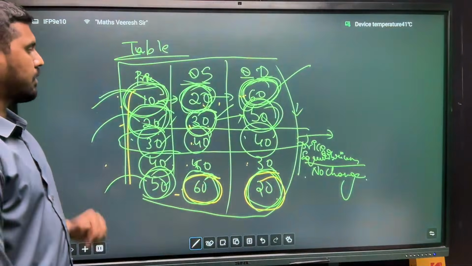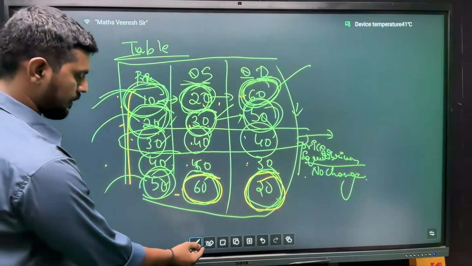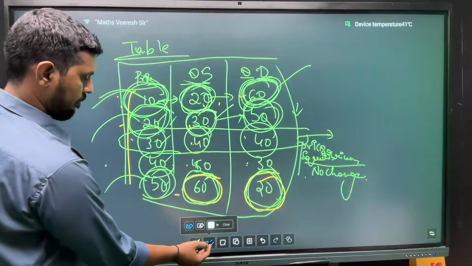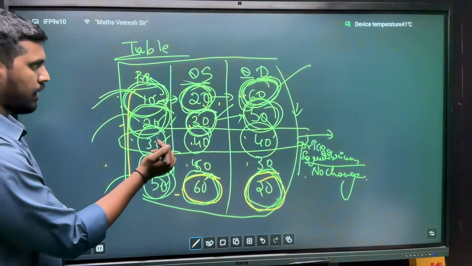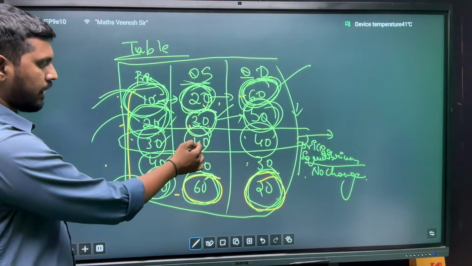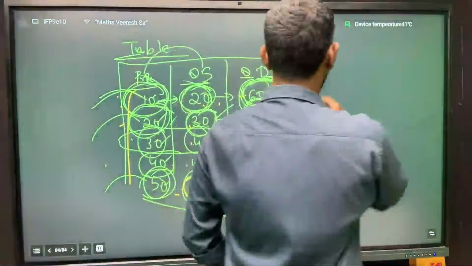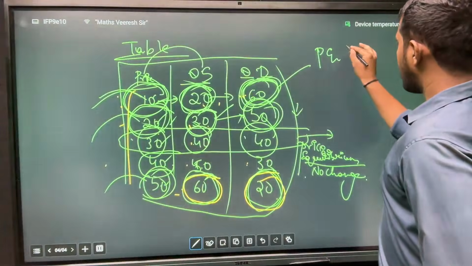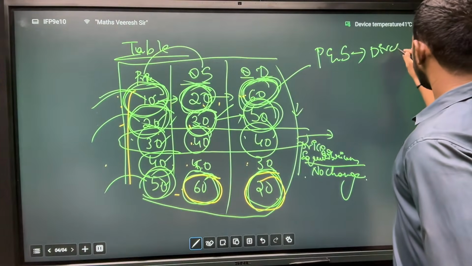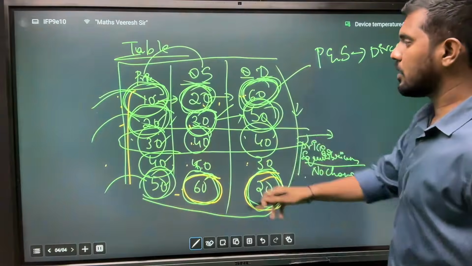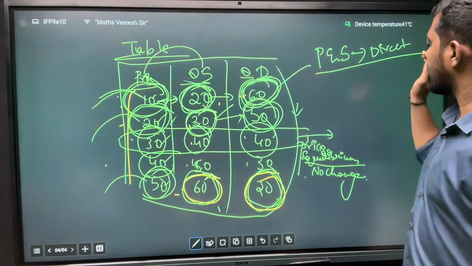Before all these things, moreover, you have to write here 10, 20, 30, 40, 50. If you look at price and supply, the relationship is direct, because price increasing, supply increasing. You have to write this: direct.